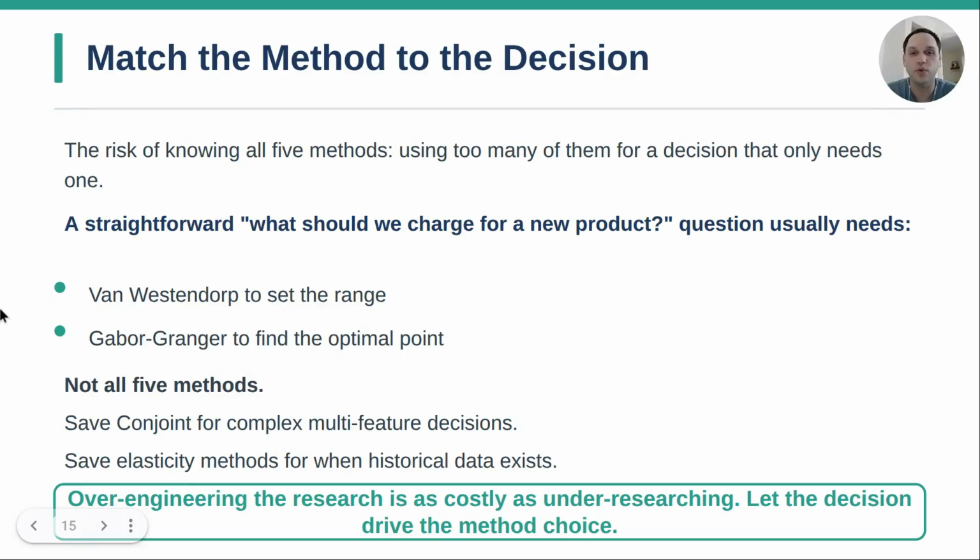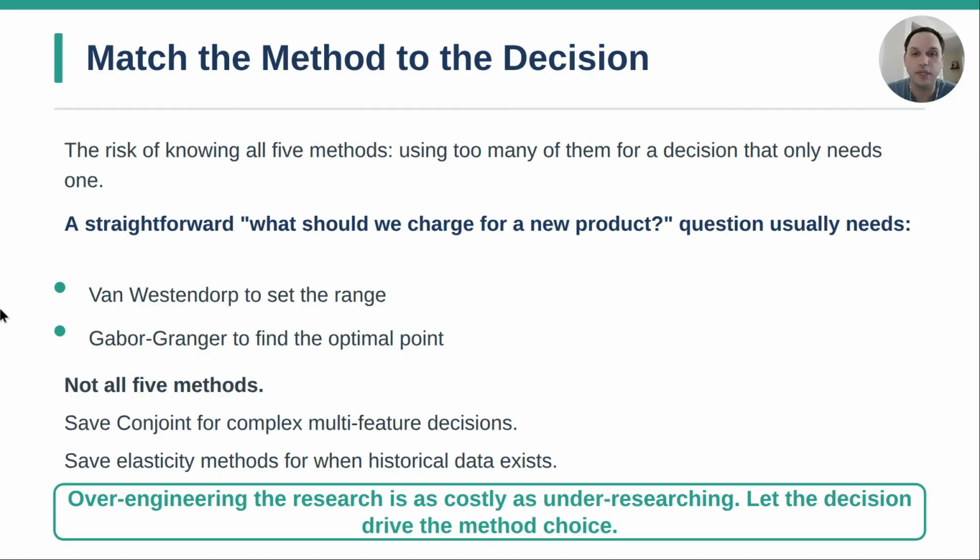One final point worth making explicitly. Knowing 5 pricing methods doesn't mean using all 5 for every pricing decision. The risk of having a full toolkit is over-engineering decisions that don't warrant it. A startup pricing their first product doesn't need conjoint analysis and price elasticity modeling. They need a Van Westendorp survey and maybe a quick Gabor-Granger test.